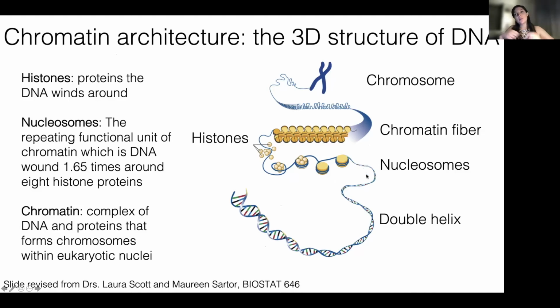But when you really unwind it all the way, it's just a double helix. So these histones are the proteins that the DNA wraps around. The nucleosomes, we know that the DNA is wound around it 1.65 times. So it's a very standard winding process. And then the chromatin is just the complex of the DNA and the proteins together. And that forms within eukaryotic nuclei.